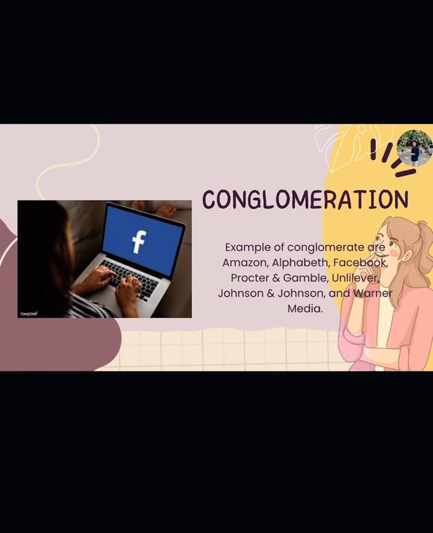Conglomeration. For this one, as I've said a while ago, a conglomerate is defined as a corporate group made up of two or more business entities engaged in completely different or similar businesses, and usually with a parent company and numerous subsidiaries. Examples of it are Amazon, Alphabet, Facebook, Procter and Gamble, Unilever, Johnson & Johnson, and Walmart.